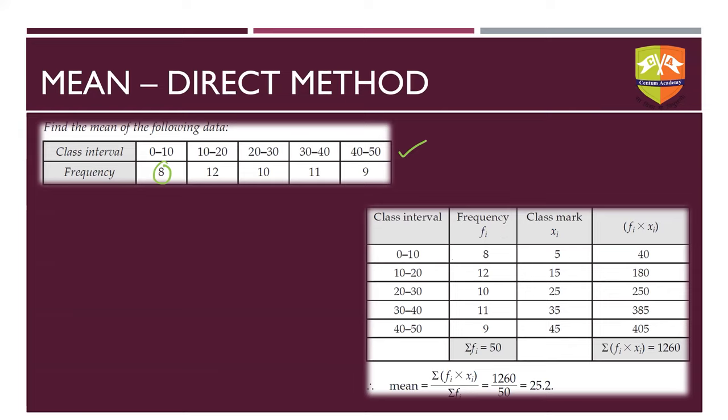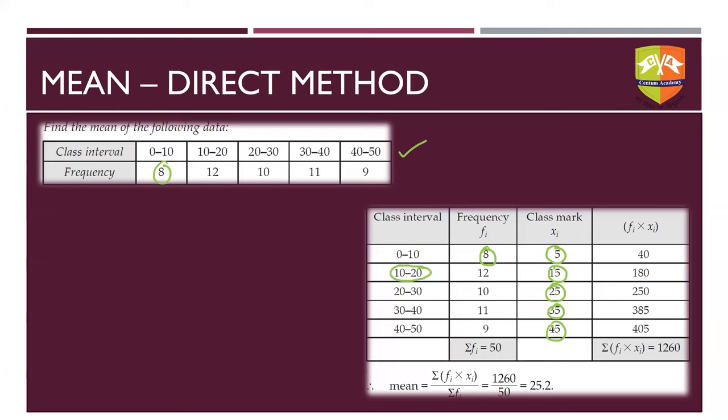So what do we do? First of all, find out the class mark. In this case, what is the class mark? 5. Then 10 and 20, 15. 20 plus 30 by 2 is 25, then 35 and then 45. And these are the individual frequencies. That means there were 8 cases where the value was between 0 to 10, and 12 cases where the values were between 10 to 20. So 15 is the representative of all the values between 10 and 20.